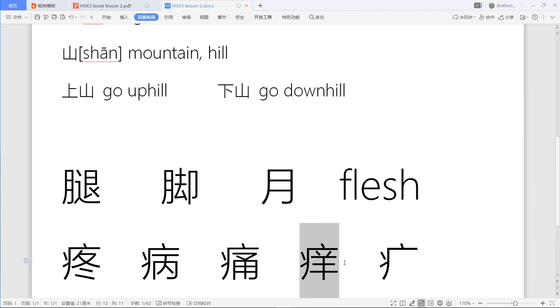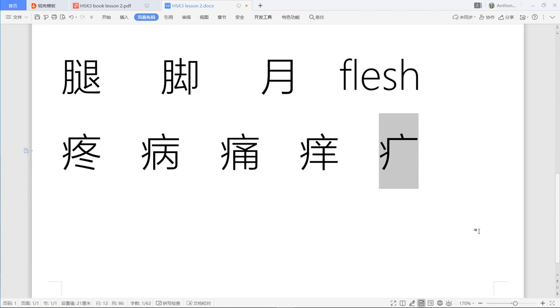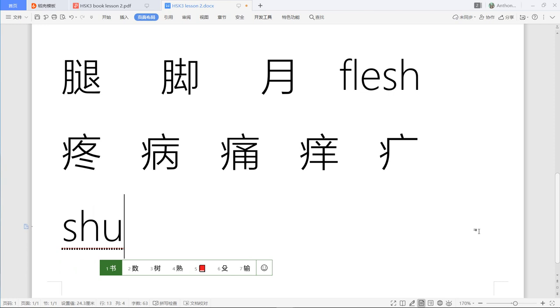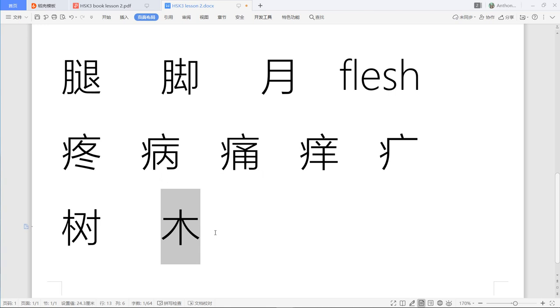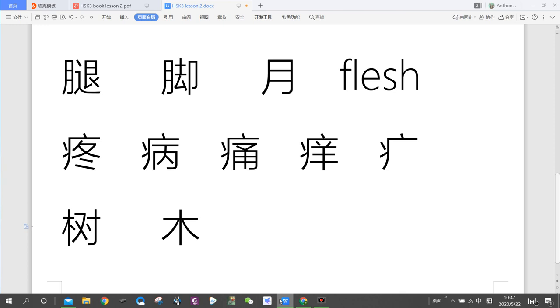So this is the second character I want to talk about. The last one is 树. 树 means tree. However, you probably see many characters with this part. This is actually pronounced as mu, and means wood or tree. So if we see a character with this part, probably that thing is made from wood. So shu means tree. It will help us memorize the characters. So if we go back here, these are vocabulary.